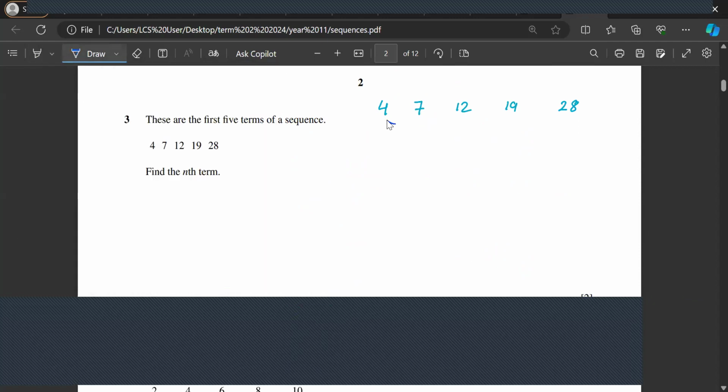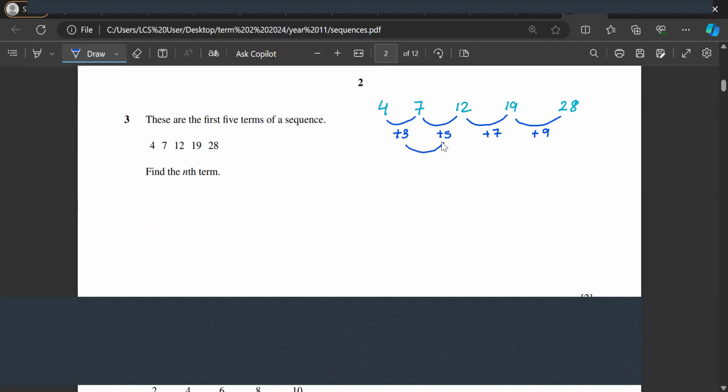Okay, from 4 to 7 plus 3. From 7 to 12 plus 5. From 12 to 19 plus 7. From 19 to 28 plus 9. Okay, so I didn't reach the same difference. So I am thinking loudly with you, okay?